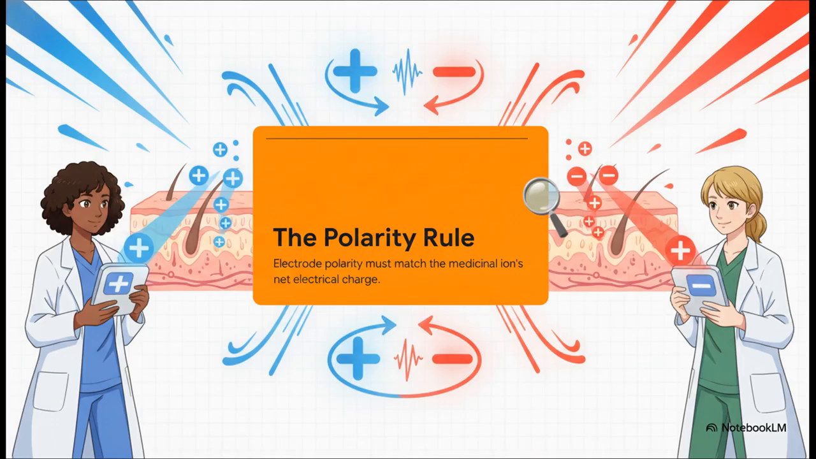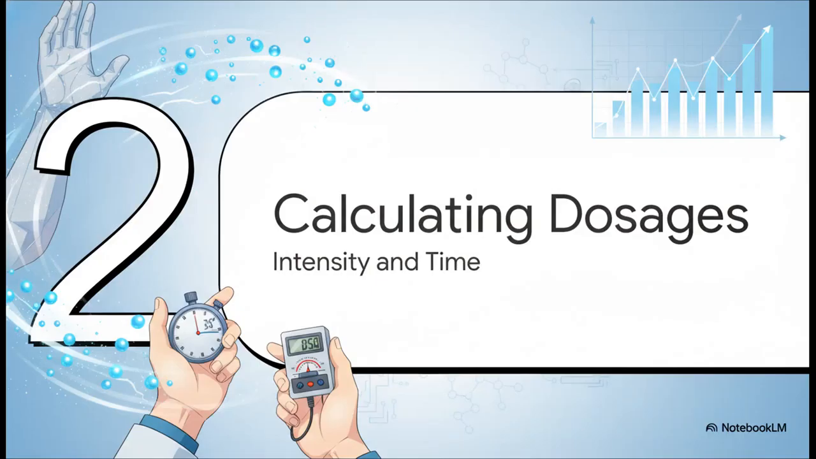But to make this work, the active electrode's polarity literally must match the net electrical charge of your medicinal ion. If your drug is positive, your delivery electrode has to be positive. It's really that simple and honestly that strict. Moving on to Section 2, calculating safe dosages.